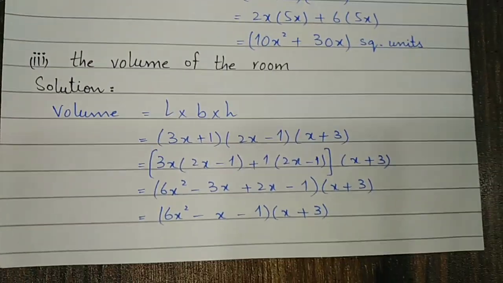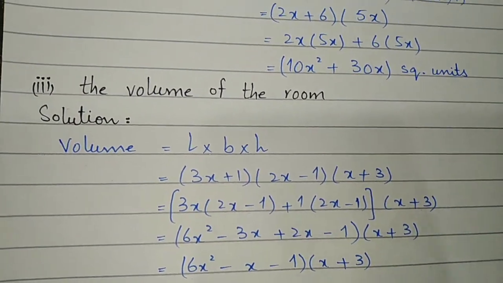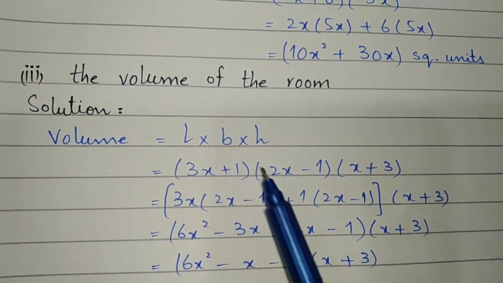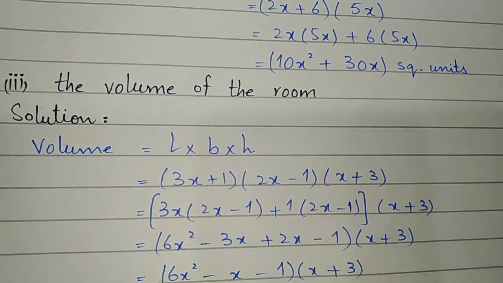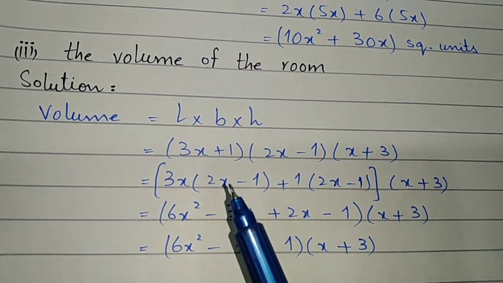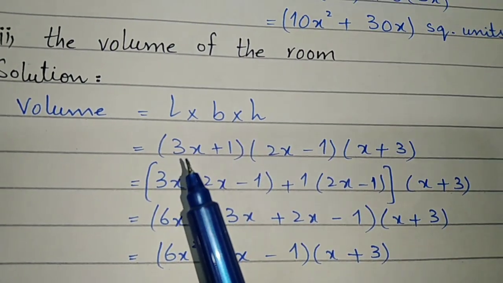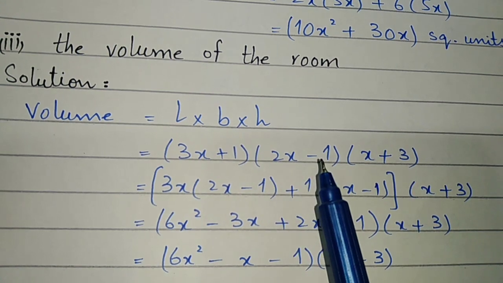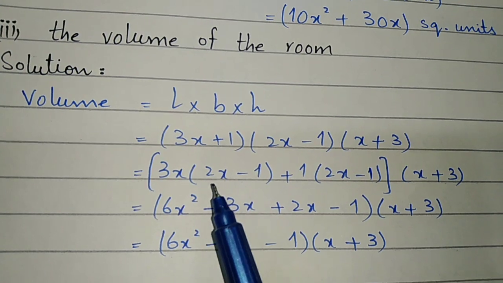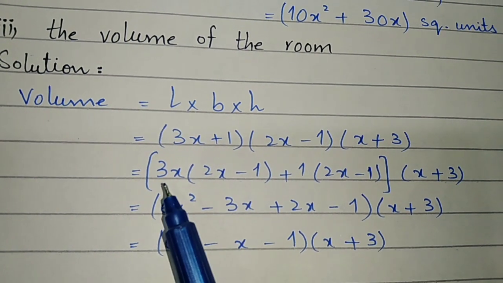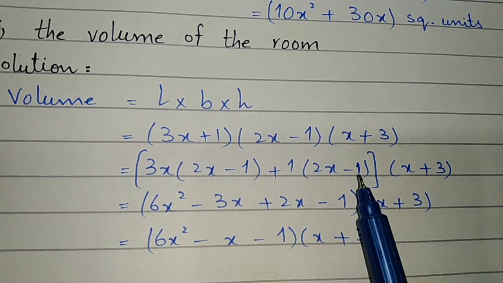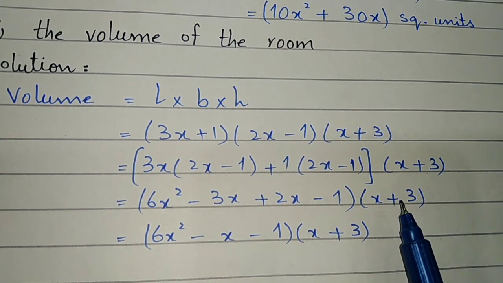Now we have to move to our third part, that is the volume of the room. The formula of the volume is length times breadth times height. Length is 3x + 1, breadth is 2x − 1 and the height is x + 3. Firstly we multiply length and breadth and then multiply the product by the height. 3x times (2x − 1) plus 1 times (2x − 1) and the (x + 3) as it is. 3x times 2x is 6x², minus 3x times 1, that is 3x, plus 2x, minus 1 times 1, into (x + 3).